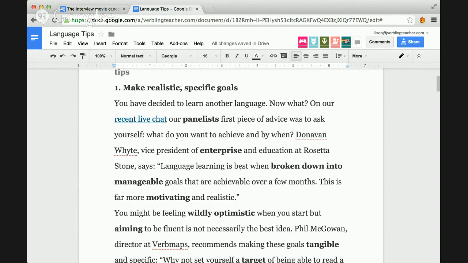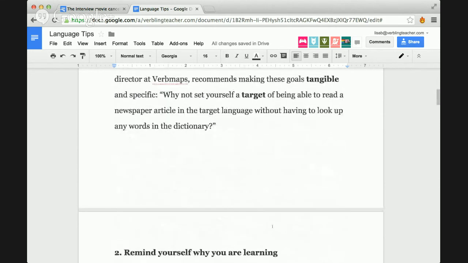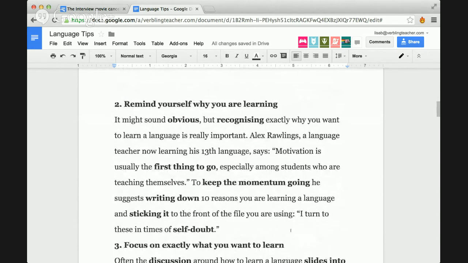Sometimes it's hard to figure out a specific goal. A lot of people say, I just want to be fluent, but that's not really a specific goal because what does it even mean to be fluent? Do you want to be able to talk about everything?